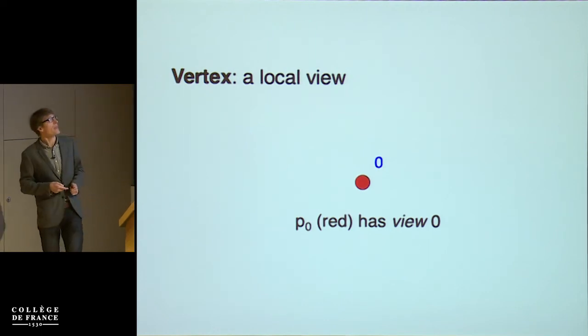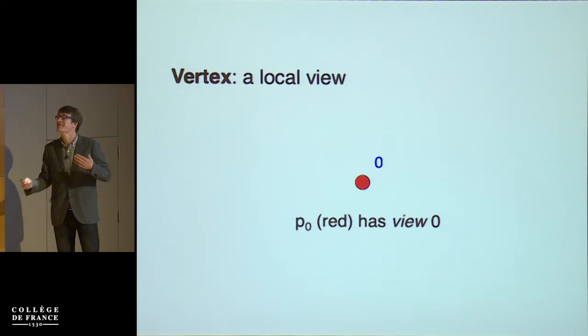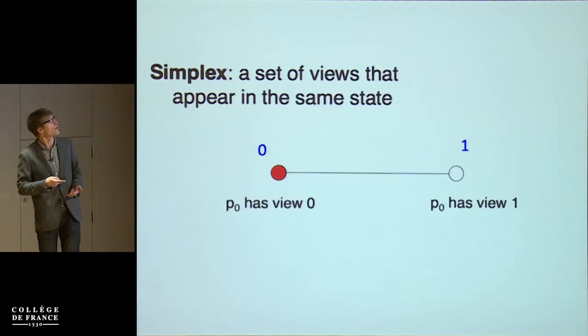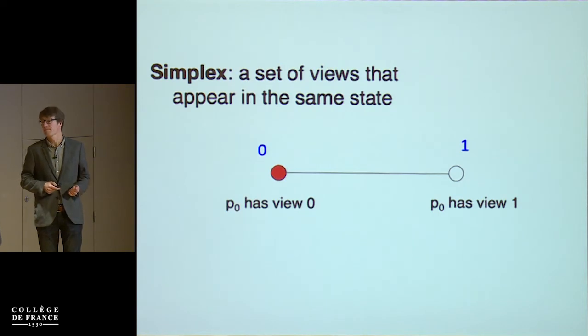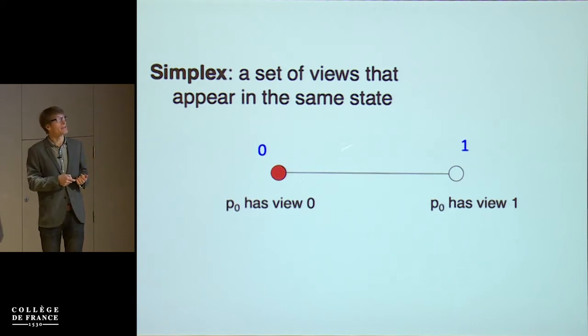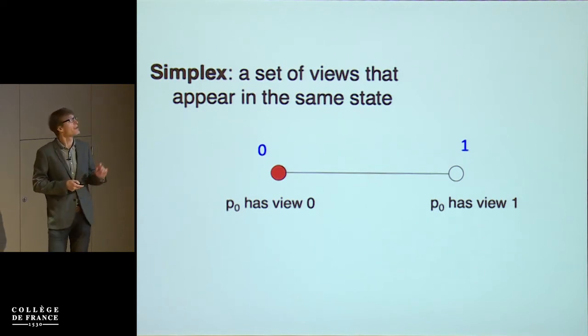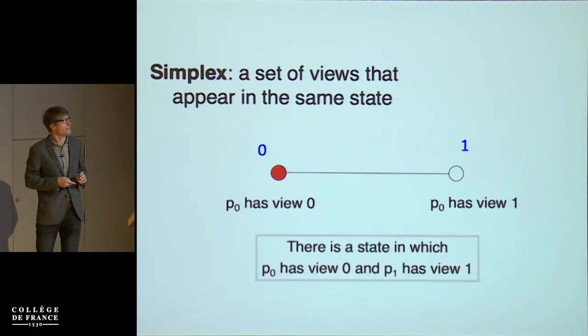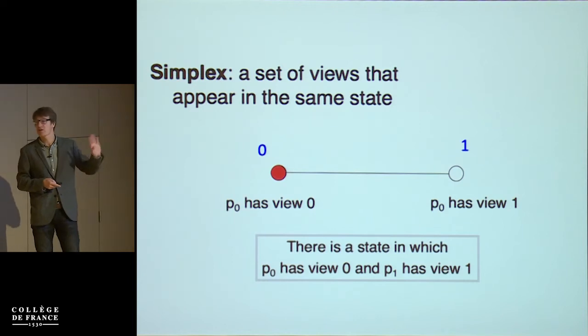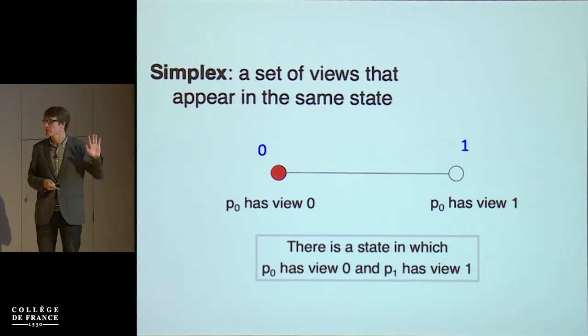Some views can be compatible with different states of the system. For example, we can have a state in which P0 has view 0, and, sorry, this is a typo, P1 has view 1. We model this global state of the system of two processes as an interval. We connect the vertices corresponding to these two local views with an edge. This is what we call a one-dimensional simplex. So there is a state in which these two processes have these local views. So far so good.